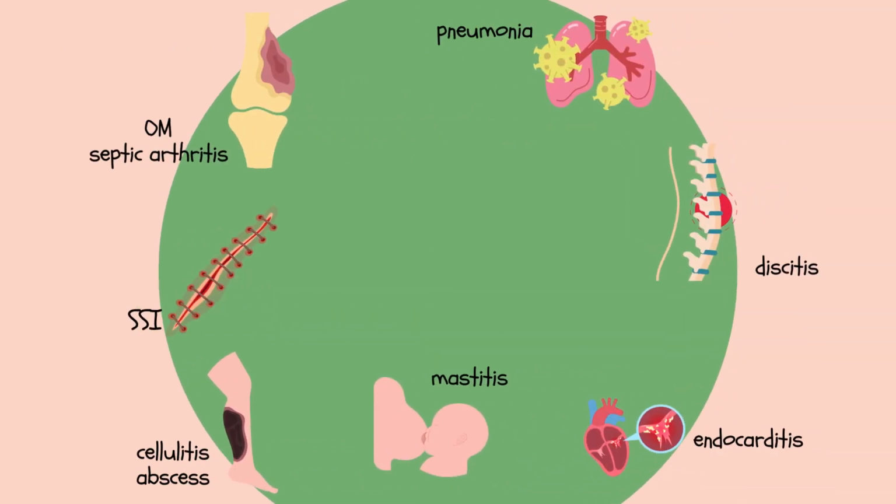So it can cause osteomyelitis, septic arthritis. It can cause cellulitis, abscess, necrotizing fasciitis, mainly streptococcal. Cellulitis and abscess can be caused by both, and it can cause mastitis in breastfeeding mothers, especially spread from the oral cavity of the baby. It can cause surgical site infections, pneumonia, and cavitating pneumonia, like Klebsiella and Staphylococcus aureus. They are all causing cavitating pneumonia. And it can cause discitis.